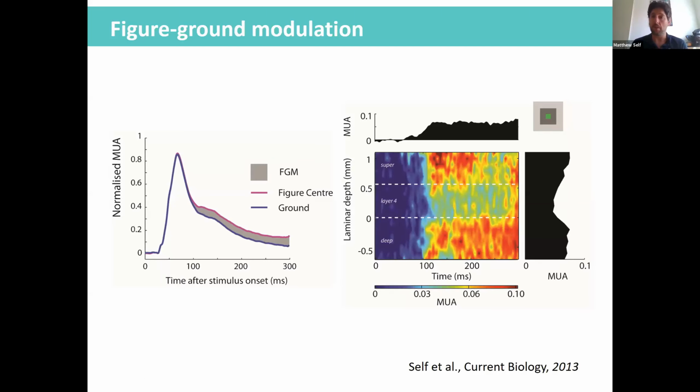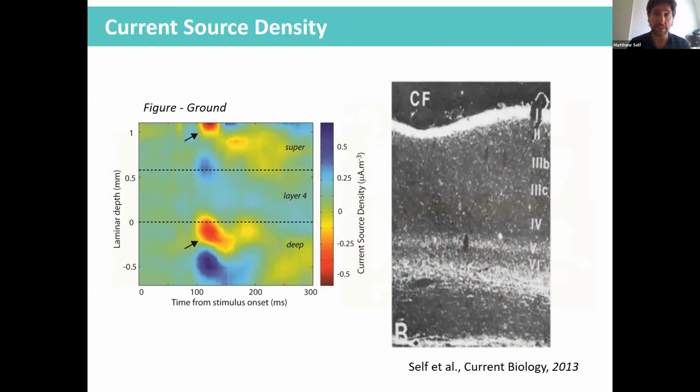Now, that's true in the spiking. It's also true in the current source densities. In this case, the two techniques actually agree with each other. So if you look at the current source density difference between the figure and the background, the difference in current flow, then again, you see nothing for the first 100 milliseconds. Then at 100, when the spiking increases, we see a sink-source pair in the superficial layers, in layer 1, and a sink-source pair in the deep layers as well.